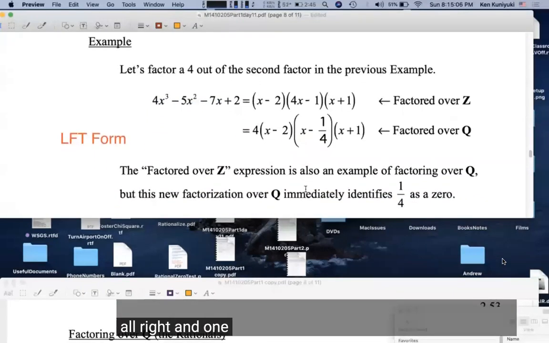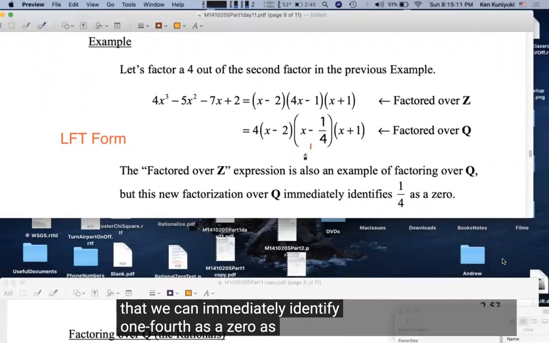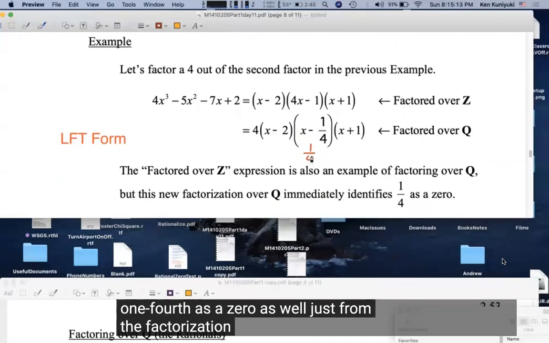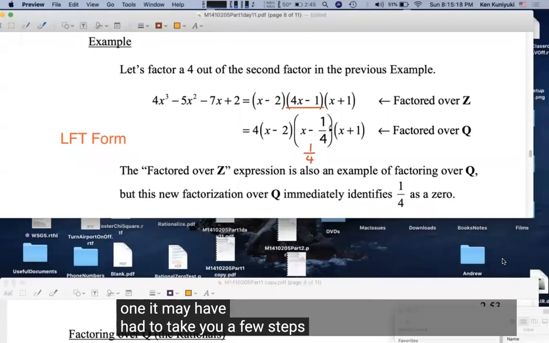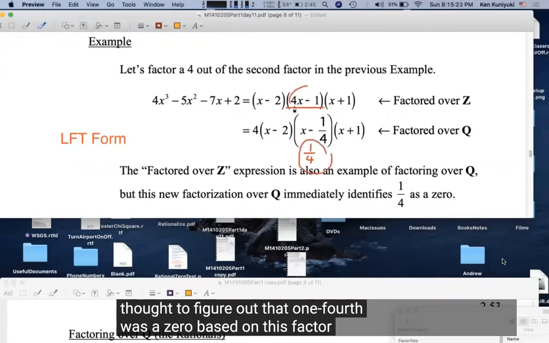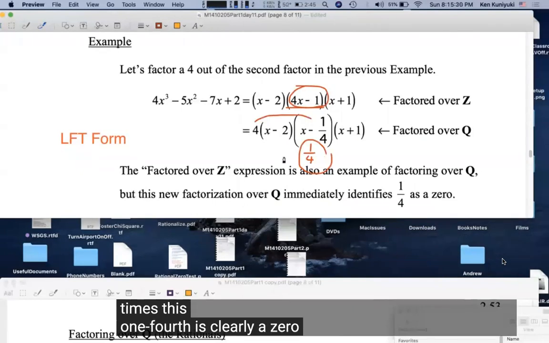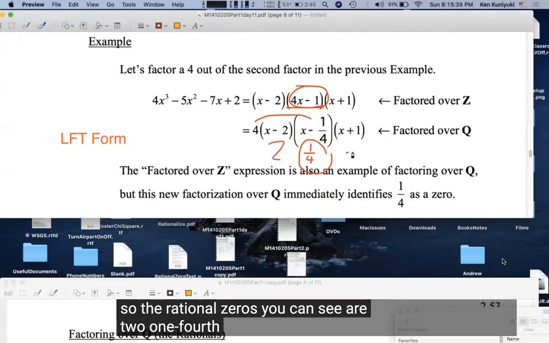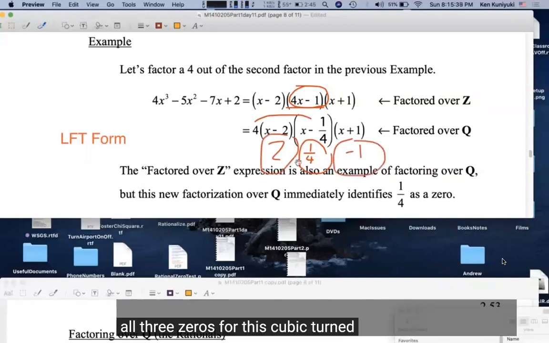All right, and one advantage of this is that we can immediately identify 1/4 as a 0 as well, just from the factorization. Whereas here, if you saw the 4x minus 1, it may have taken you a few steps or some thought to figure out that 1/4 was a 0 based on this factor. Here, when you break it up like 4 times this, 1/4 is clearly a 0. So the rational zeros you can see are 2, 1/4, and negative 1. All 3 zeros for this cubic turned out to be rational.